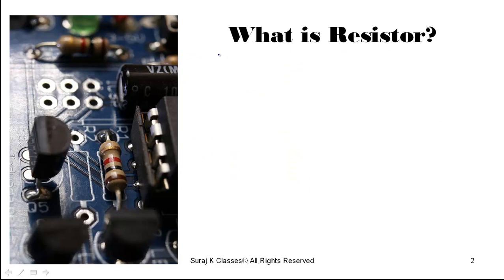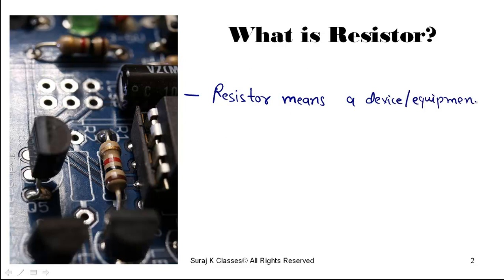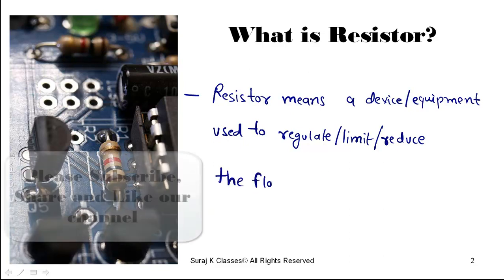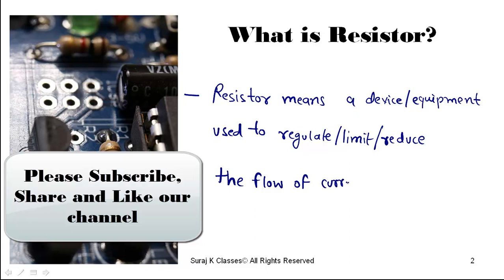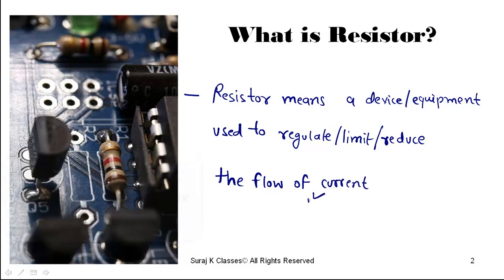So the first question is, what is a resistor? A resistor means a device or equipment used to regulate or limit, or in other words to reduce, the flow of current. See, I'm writing here current, not voltage.